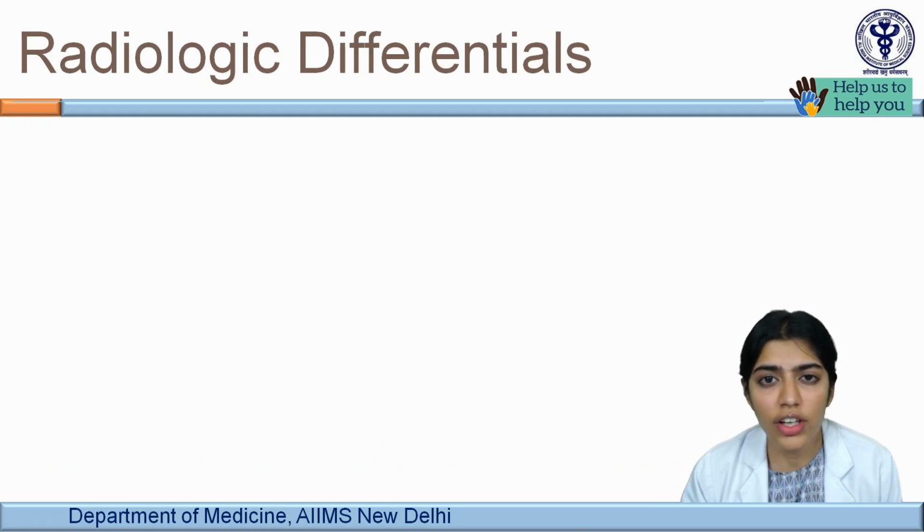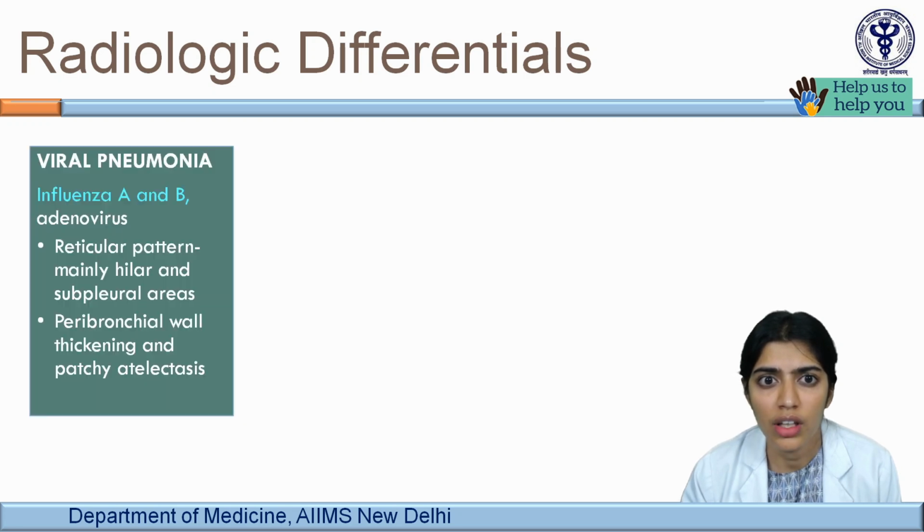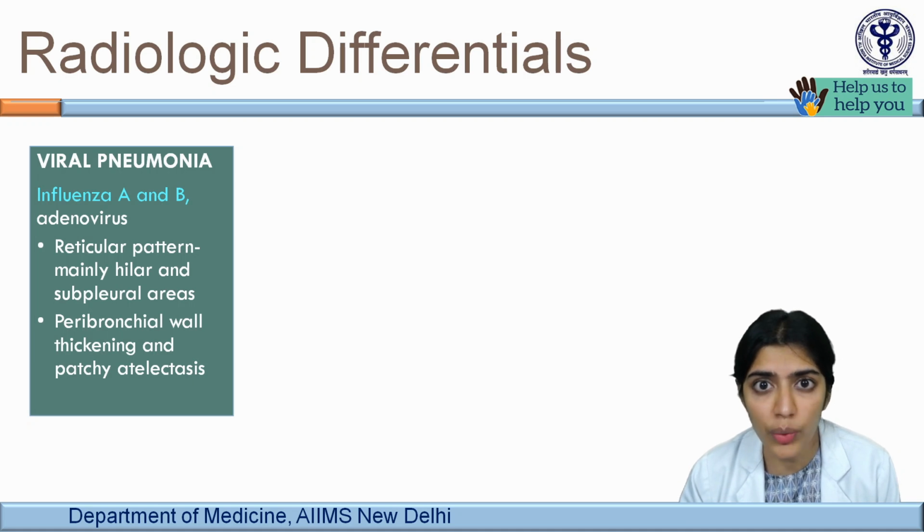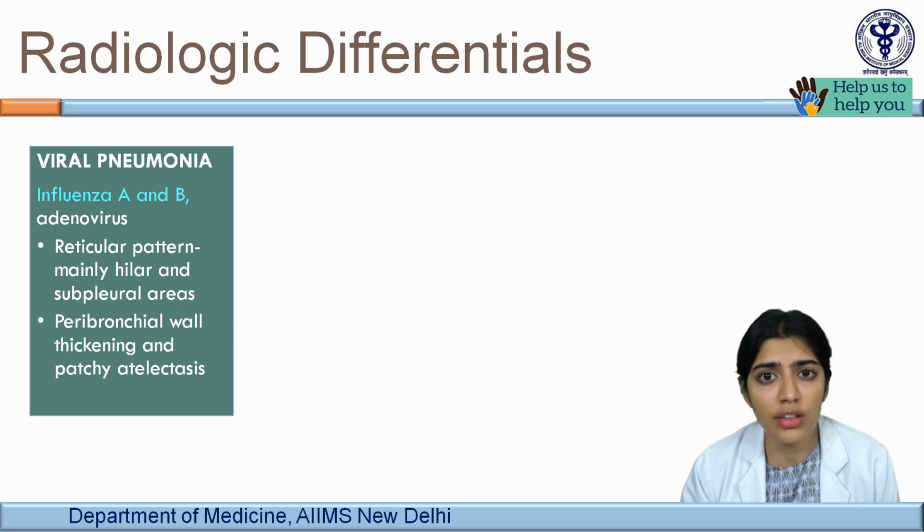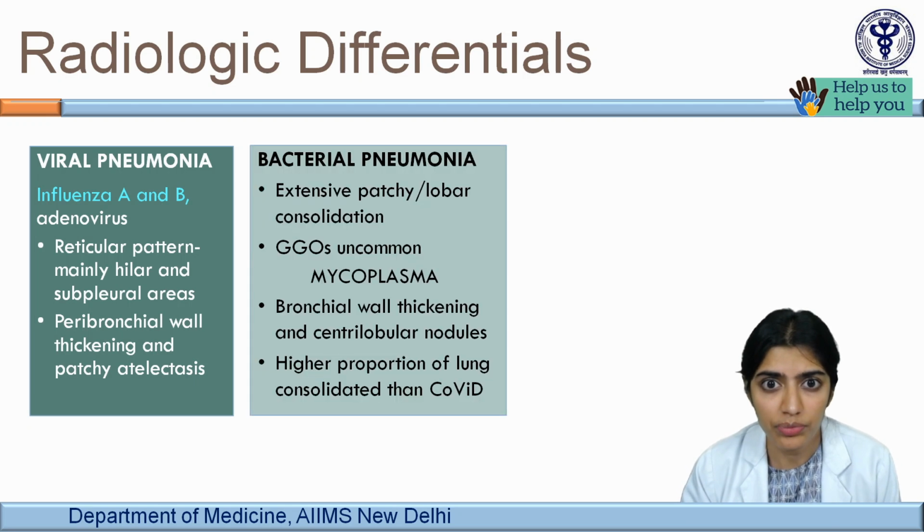So when we see such a radiologic picture, what differentials should we keep in mind? First of all, we have to think of viral pneumonia, primarily influenza, and we must test for this where deemed necessary. So the classic radiological findings of influenza are a pneumonia which is primarily interstitial with a reticular pattern, mainly in the hilar and the subpleural areas.